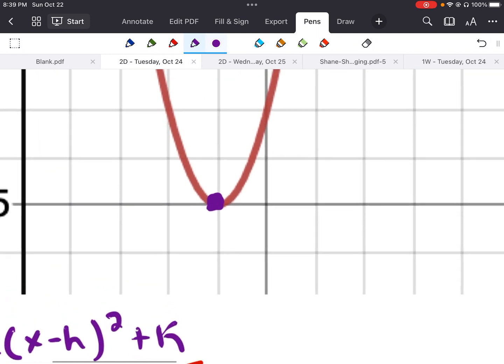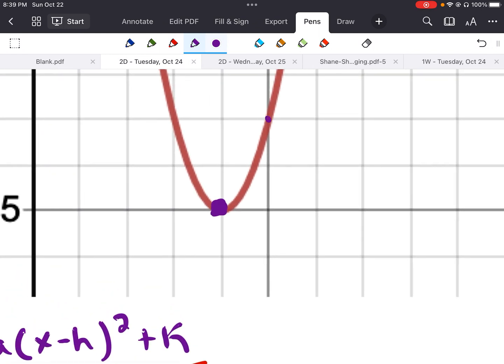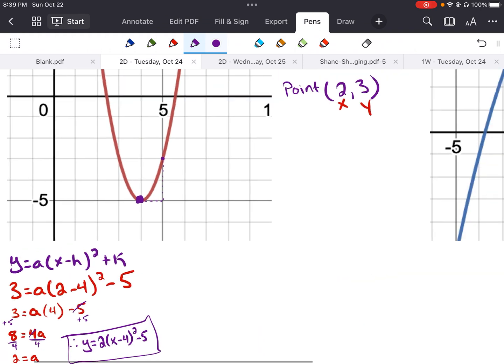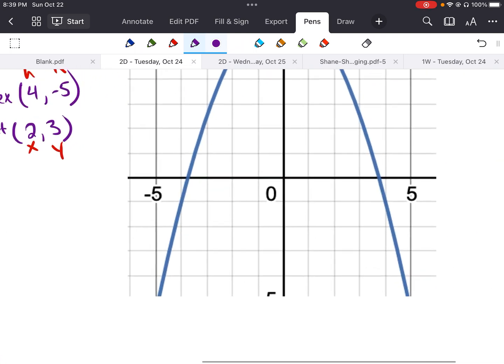We could have also on this graph, if it's clear, figured out the a value by counting. If you count over 1, it counted up 2, and it was right on that dot there. So that was the a value of 2. It's not always going to be clear. More often than not, it won't be that clear.